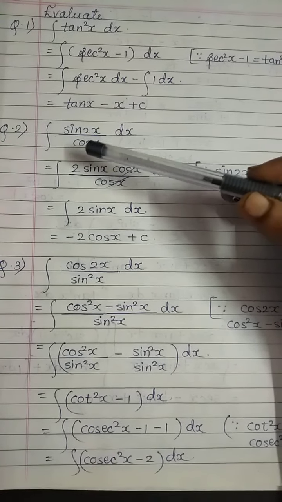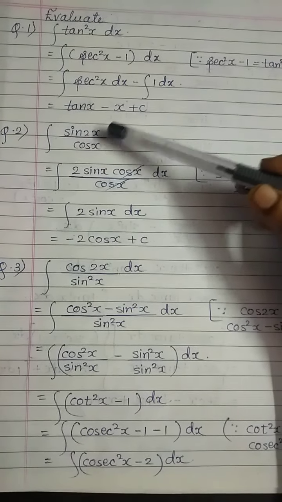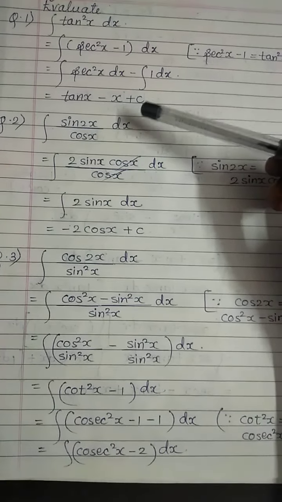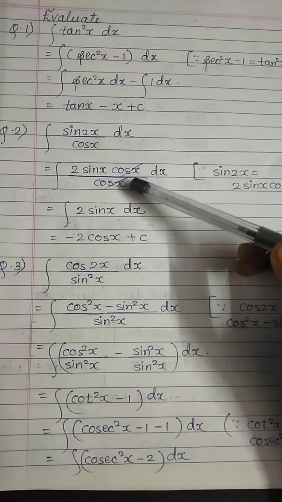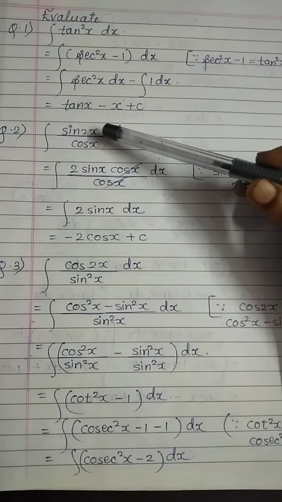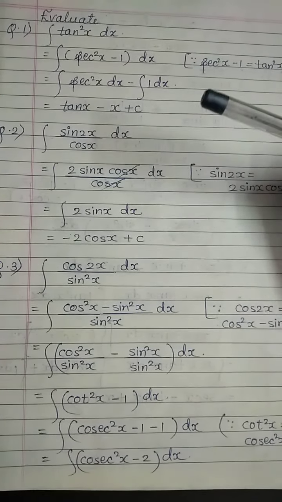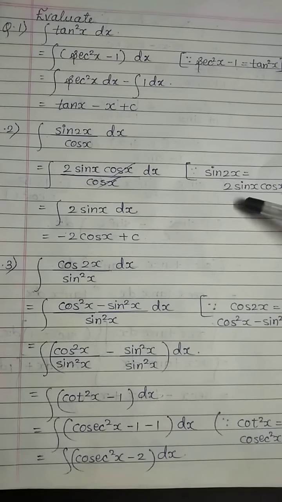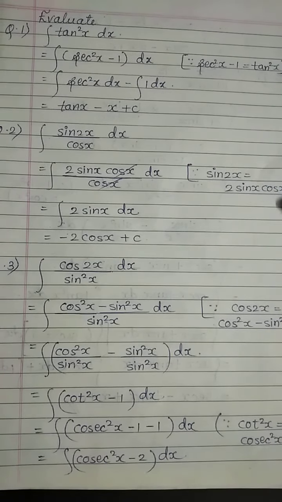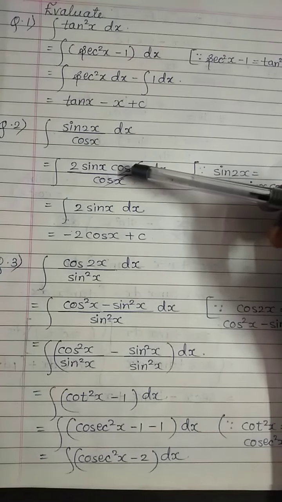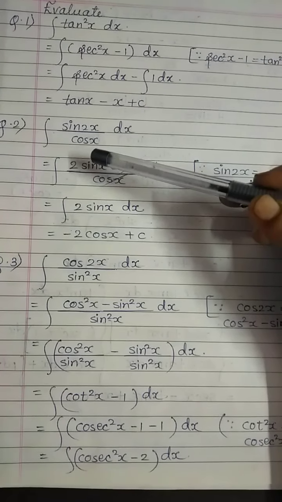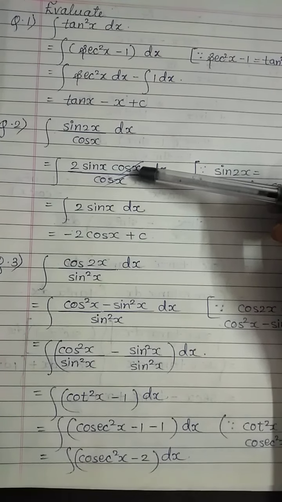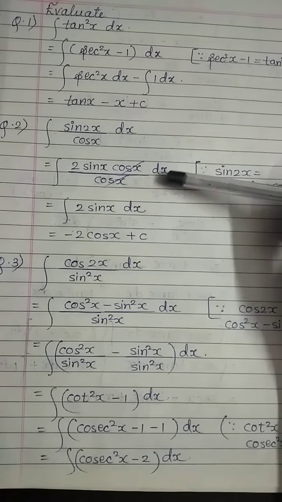Question number 2, integration of sin 2x upon cos x dx. Now here also, first we will write the formula for sin 2x, and we know the double angle formula. Sin 2x we can write as 2 sin x into cos x. So substituting that formula here, we will get integration of 2 sin x into cos x upon cos x dx.